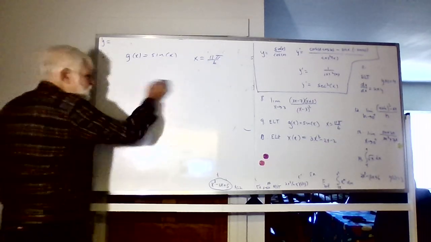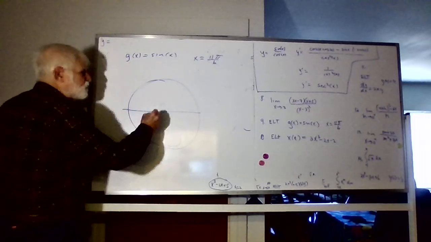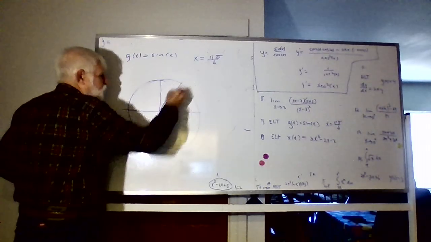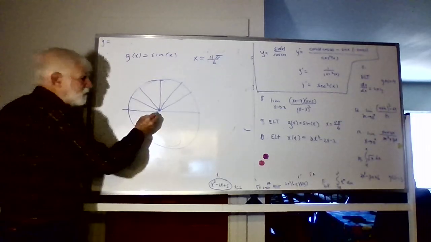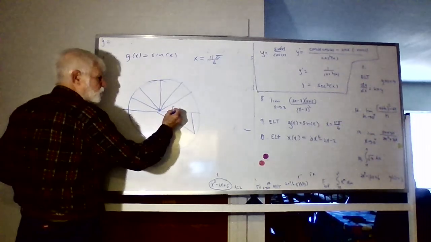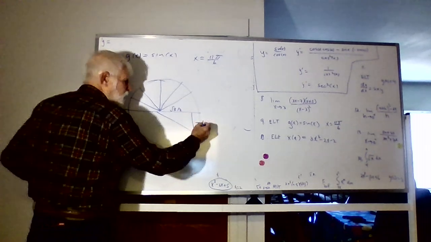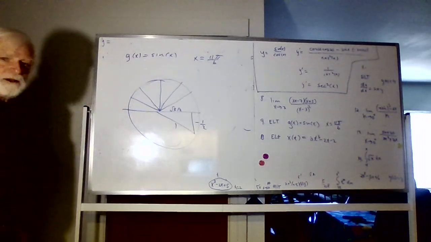So 11 pi over 6. There's a circle. We're going to be drawing chunks of 6. 1, 2, 3, 4, 5, 6. We're going to go to 11. Cut to the chase. You're over here. All right, and that's going to be root 3 over 2. That's your cosine value. Minus 1/2 is your sine value in the unit circle. And you want to get good at that.